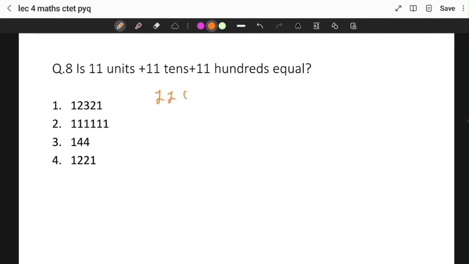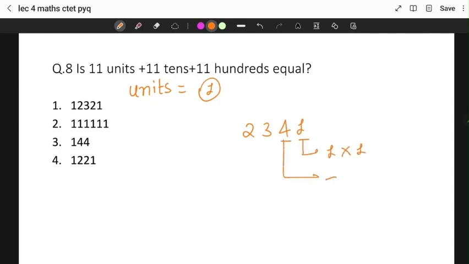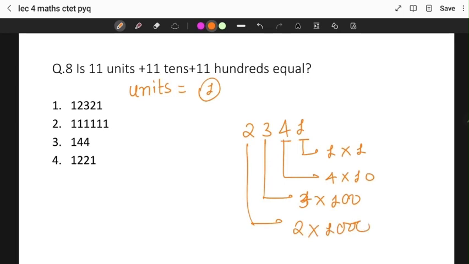So if we start adding 11 units plus 11 tens plus 1100, what is the summation that we are going to get is the question over here. We know that units simply means 1. For example, they have given us a number like 2341. This is the units place, so it is nothing but 1 into 1. The tens place is considered 4 into 10. The hundreds place is considered 3 into 100. Similarly, the thousands place, that is 2 into 1000, is considered. So simply you have to find the summation for such 11 units, 11 tens and 1100.